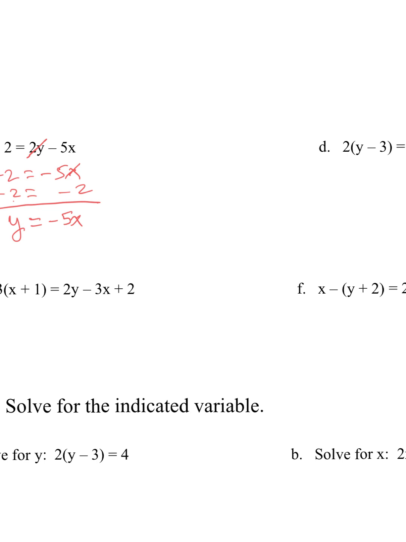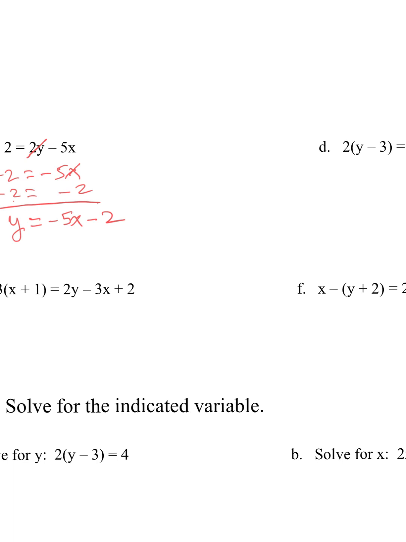And again, we're putting it in slope-intercept form. The x should go before the numbers. So this is what we get. Our slope is negative 5, and our y-intercept is negative 2. Let's go on to the next one.